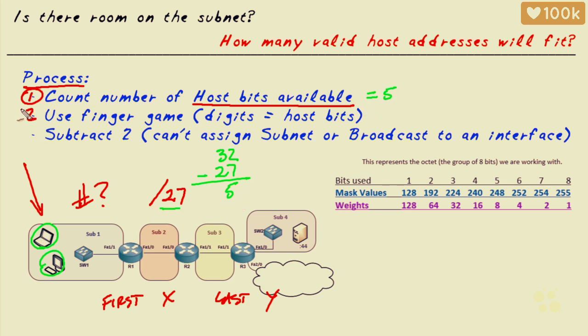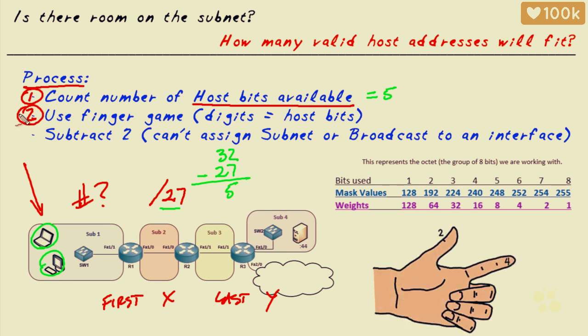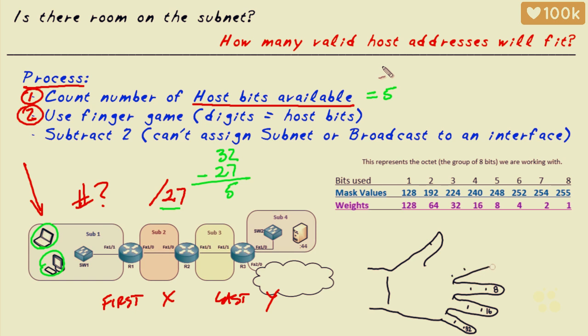The second thing we're going to do is we are going to use the finger game. And again, our fingers, our digits, are representing the actual bits. In this case, however, our fingers, our digits, are representing the 5 available host bits. So we're going to stick our thumb up in the air with that big old 2 on it, and we're going to say 2. And then we'll bring up our second digit and say 4, the third digit and say 8, the fourth digit and say 16, and that fifth, and that's our goal, by the way, that fifth digit in the air, and we'll say 32, and that, my friends, is very close, not exactly, but close to the number of hosts, valid host IP addresses in that given subnet.